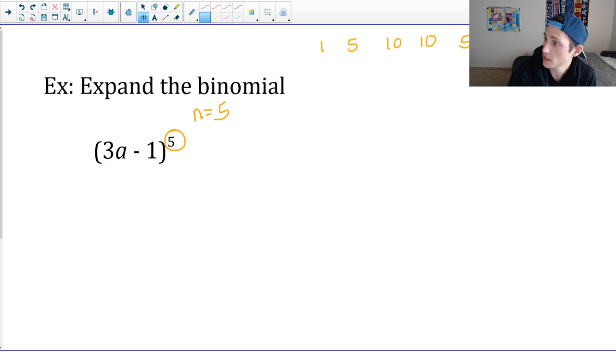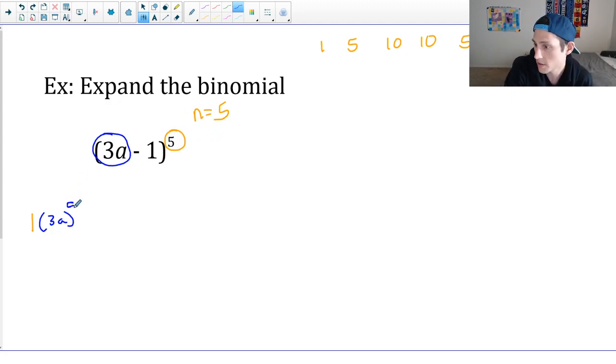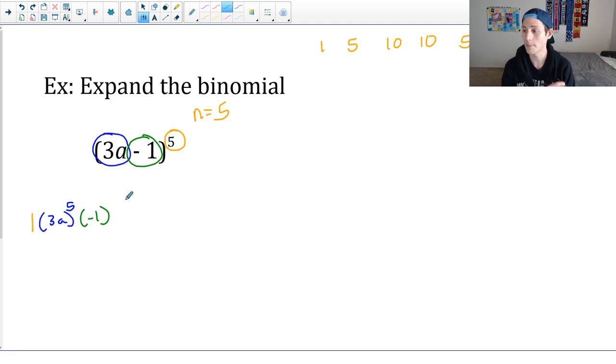All right, so we're just going to use each of these coefficients to build each term. This first coefficient is 1. My first term is 3a, and I'll put that in parentheses. Remember, the first term starts at the highest exponent. So this one starts at 5, so 3a to the 5th. And then the second part, negative 1, remember that starts at the opposite. That starts at 0. Okay, so this is my first term.